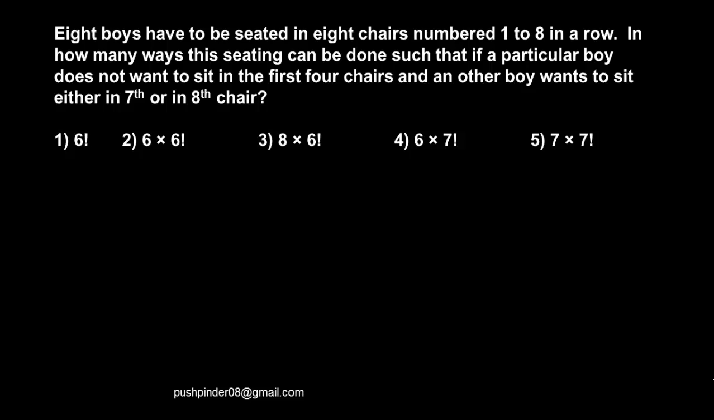8 boys have to be seated in 8 chairs, numbered 1 to 8 in a row. In how many ways can the seating be done such that a particular boy does not want to sit on the first 4 chairs and another boy wants to sit on either the 7th or 8th chair?